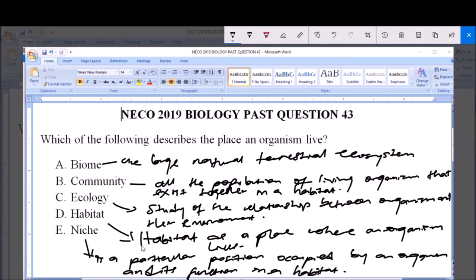So the question says, which of the following describes the place an organism lives? Now the place an organism lives simply refers to a habitat, like we have established. And that is option D. I say habitat is a place where an organism lives, or a place where an organism can be found. So the answer to this question is option D, habitat.